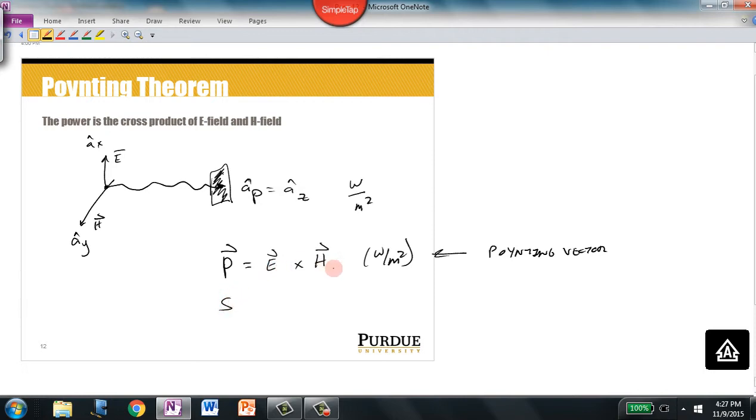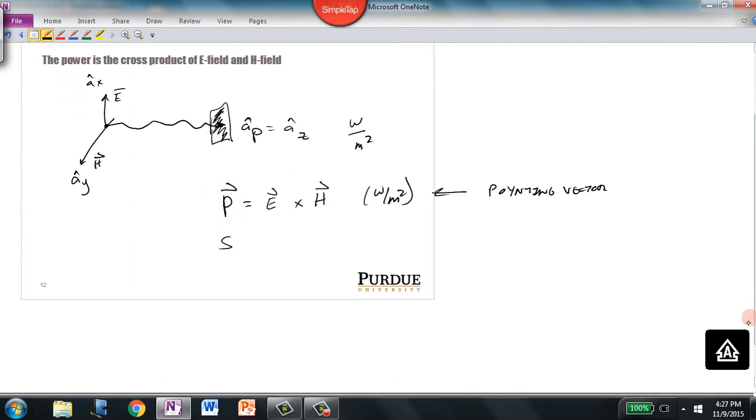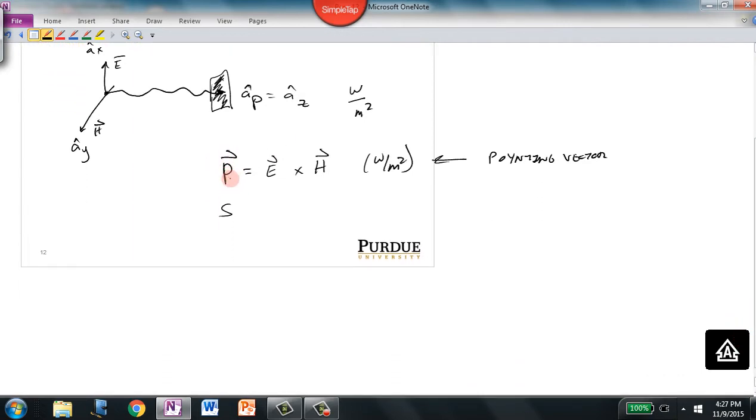In general, E and H are both functions of time. And so the Poynting vector is also a function of time. So a lot of times we'll be more interested in the time averaged value of the Poynting vector. Just like we often are interested in average power, RMS power, something like that.